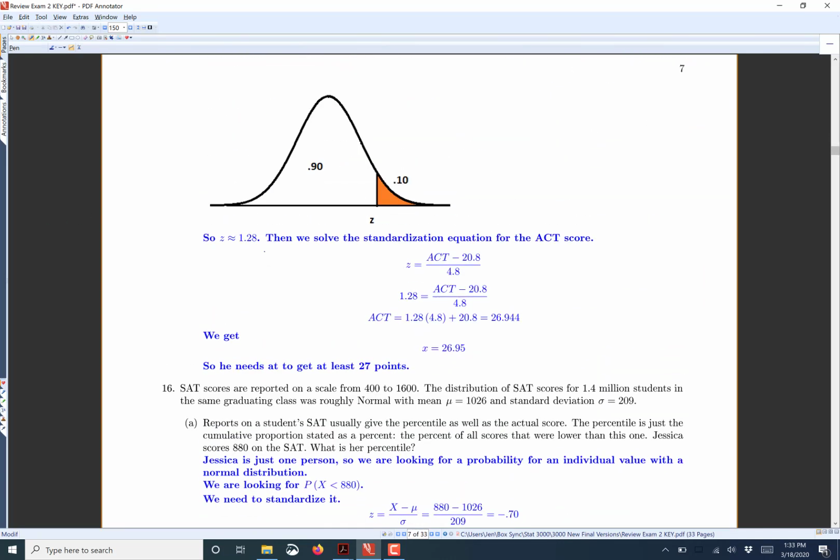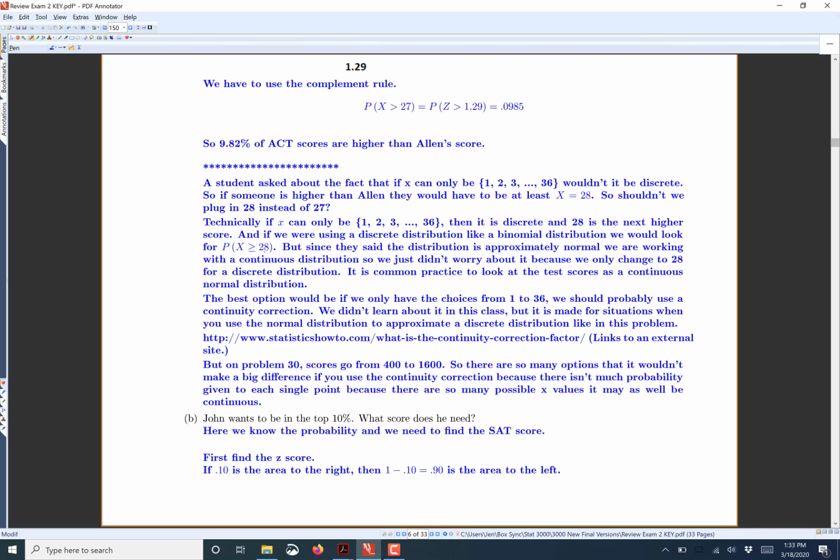On part B, because I don't know which part you want specifically, John wants to be in the top 10%. So what score does he need? So this is a reverse problem. We want to be in the top 10%, which means that this area to the top is 0.10. And we want to find what x value or what score he needs to get to it. Now we can't actually go straight to an x value. First we have to do a z value. So we're going to look for what z value would give us 10% to the right.